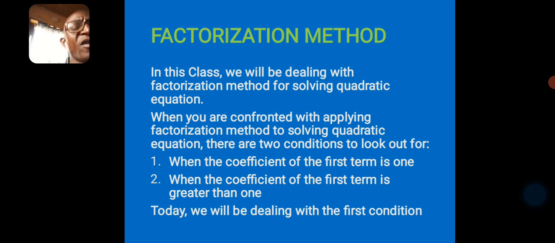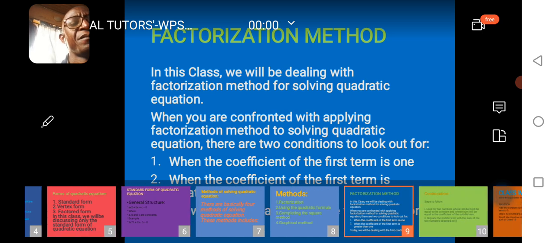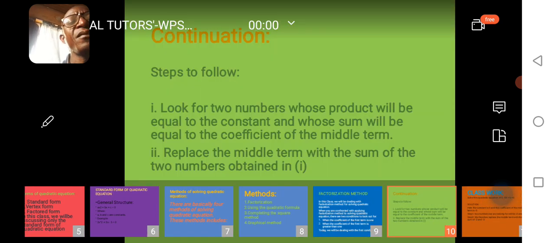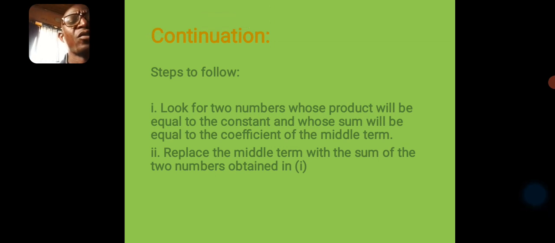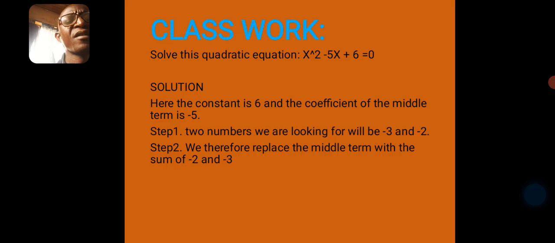Now I say look at the first term. If the coefficient of the first term is 1, then you look at the constant term and look for 2 numbers whose product will give you the constant term, and whose sum will give you the middle term. Okay, now if you get those 2 numbers, the next thing to do is to replace the middle term with the sum of those 2 numbers.